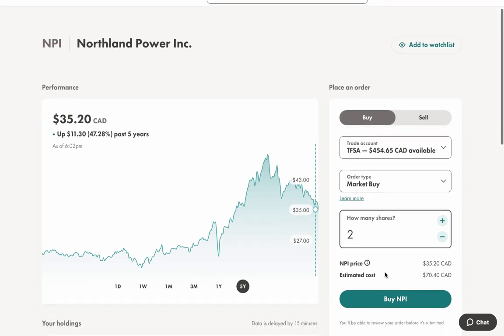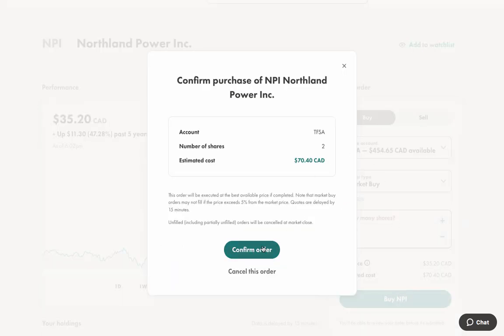So I'm going to pick up 2 of these, and these are going to go into my tax-free savings account. So we're going to buy those on a market buy. It's going to be around $70.